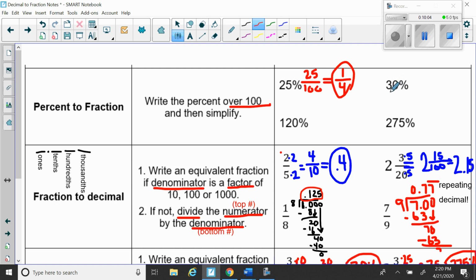Here we have 30, so we could write this as 30 out of 100. And now a trick here is both of these end in a 0. So I know that 10 goes into them. So I'm going to divide both the top and the bottom by 10 to start out with and see where that gets me. So 30 divided by 10 is 3. And 100 divided by 10 is 10. Well, 3/10, there's no number that goes into both 3 and 10, so that is my simplest form. I'm good to go there.